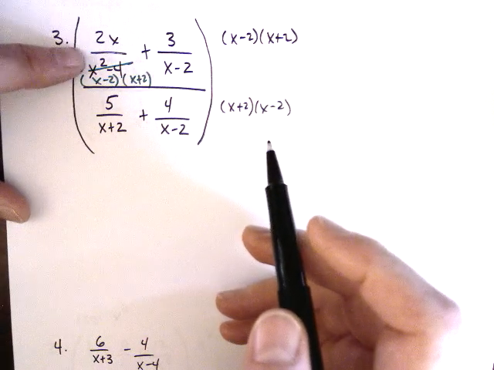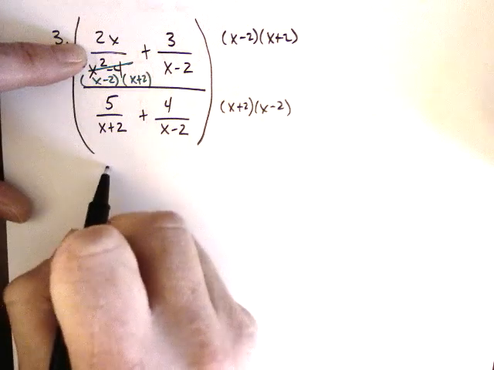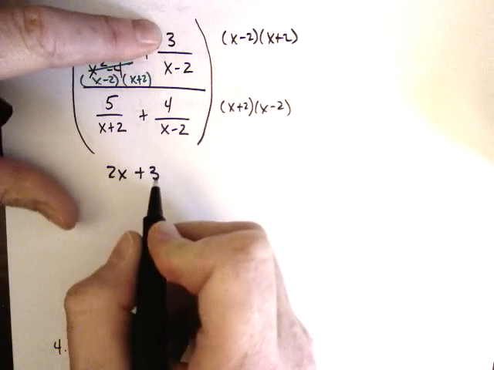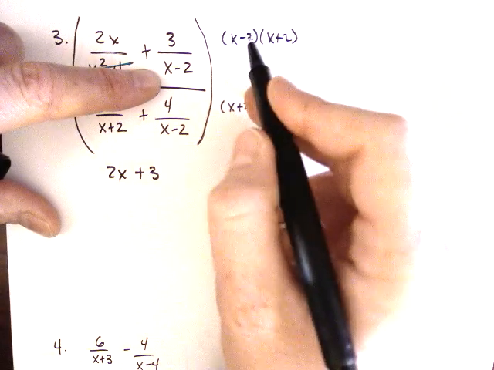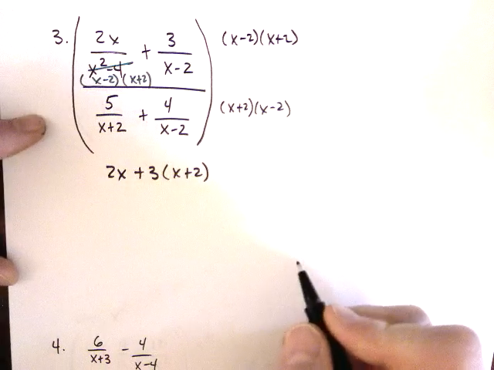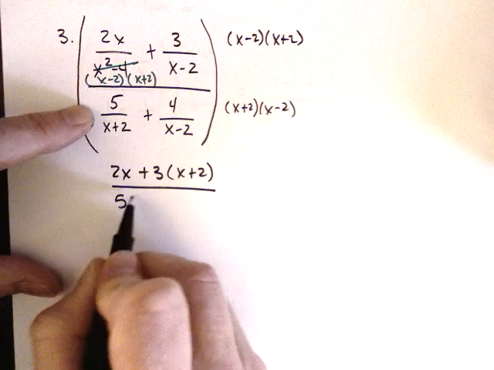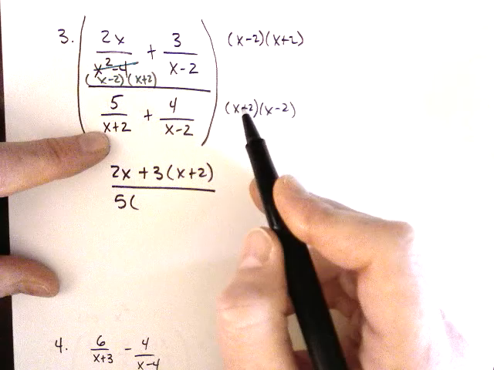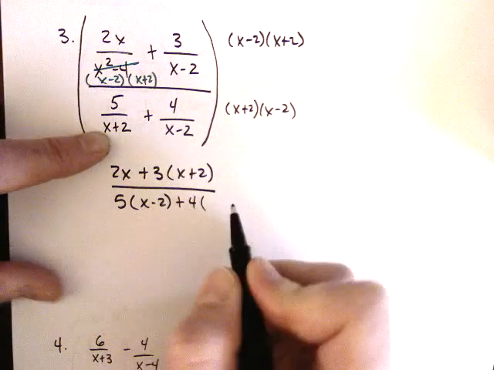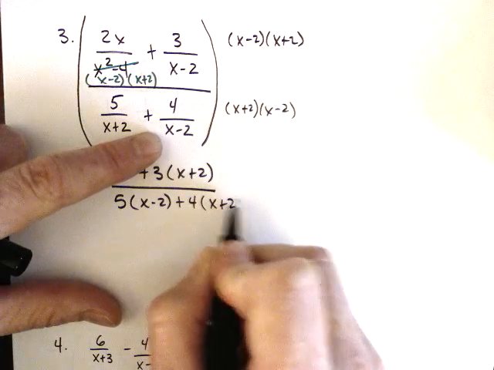If we multiply this first expression, notice both denominators cancel, so we're just left with 2x. Over here, we have the 3 left in the numerator. The x minus 2 cancels, but we have the x plus 2 we have to multiply it by. Divided by 5 times the x plus 2 will cancel, so we have to keep the x minus 2, plus 4 times the x minus 2 cancels, so we're left with x plus 2.